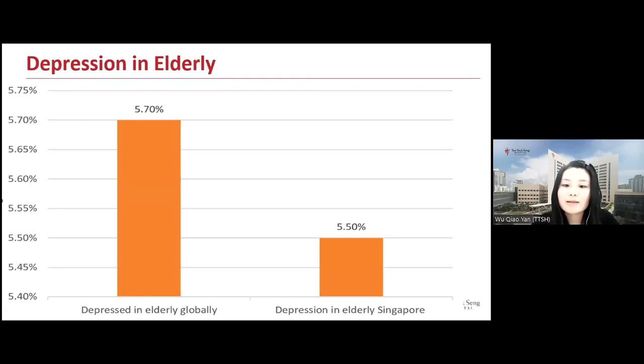As mentioned by the World Health Organization in 2023, approximately 280 million people in the world have depression, including 5.7% of adults over 60 years old. The prevalence rate of depression in Singapore is 6.3%. The prevalence rate of depression in the elderly in Singapore is 5.5%. We can see from the diagram above.